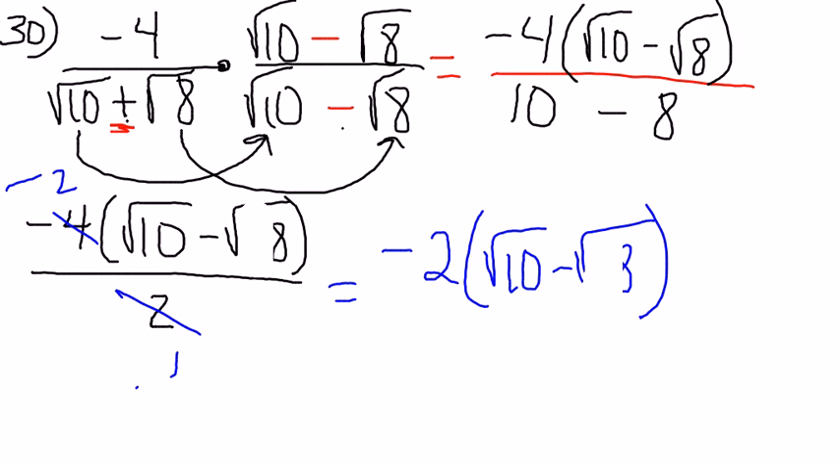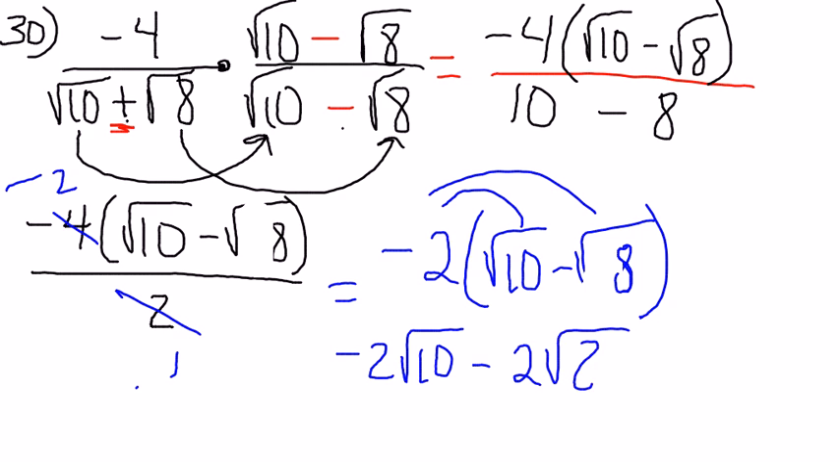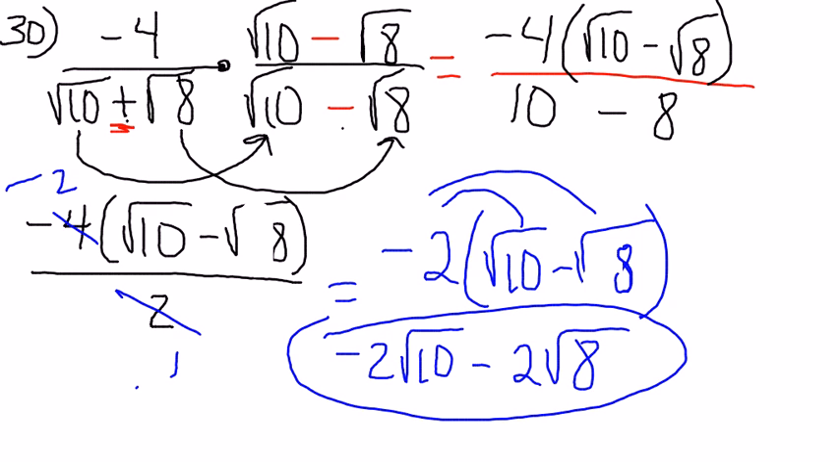So now I need to go ahead and multiply negative 2 times root 10 and negative 2 times that. So I get negative 2 root 10 minus 2 root 8. And there's my answer. You could try to simplify root 8, but you're never going to be able to add it to root 10 because root 10 is simplified as much as it could be. So that's the answer for number 30.